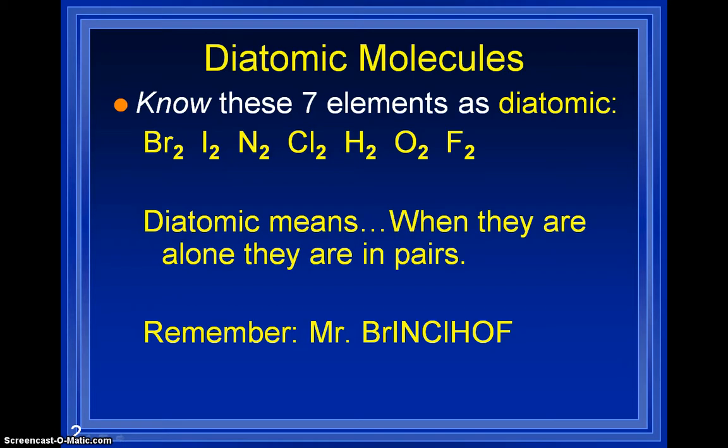The way that you remember these is, I always remember Mr. Brinkelhoff. So the seven are bromine, iodine, nitrogen, chlorine, hydrogen, oxygen, and fluorine. So if you're ever asked to write the formula for oxygen gas, it would be O2. Or for nitrogen, it would be N2. The reason why I talk about multiple bonds and diatomics in the same video is because diatomics are a good, easy example of some multiple bonds.